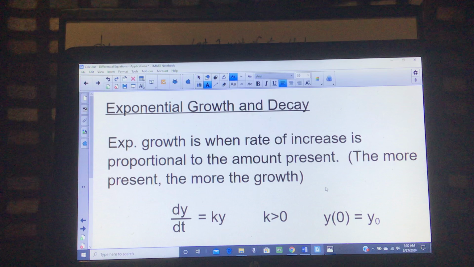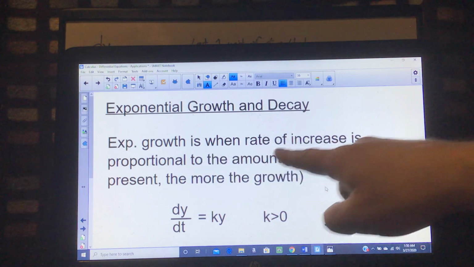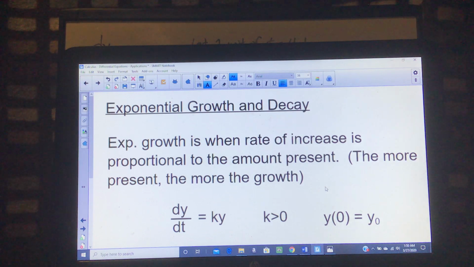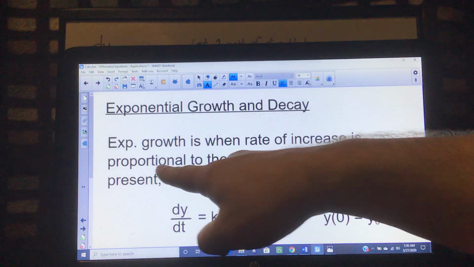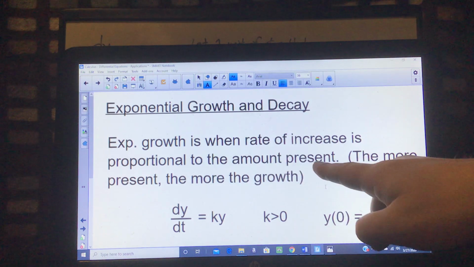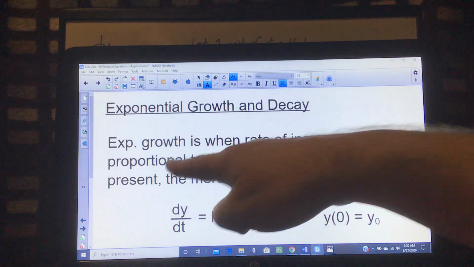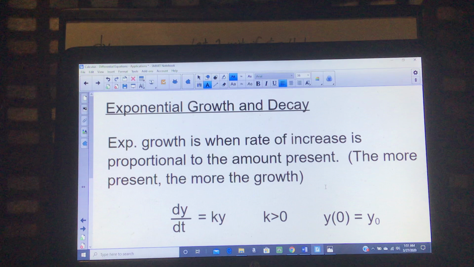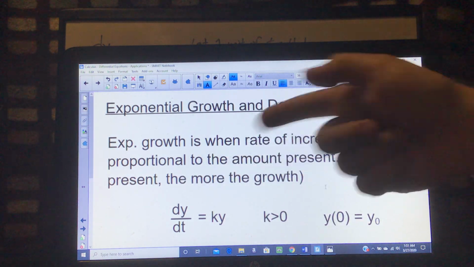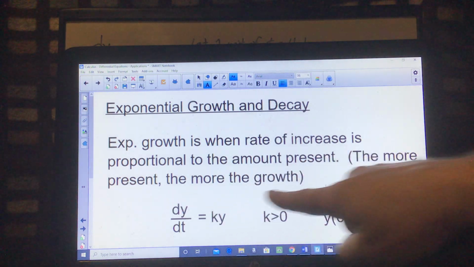Exponential growth, which you saw hopefully through that example of the coronavirus, occurs when the rate of increase is proportional to the amount present. In my example, the rate of increase was doubling every 4 days, so it was directly proportional to the amount present. Remember, if there's a small amount present, there was a small amount of growth. If there were a lot of people who had it, there was a lot of growth. Basically, it was double in my example, but a small amount doubled is a small amount, a big amount doubled is a big amount. The more present, the more the growth.